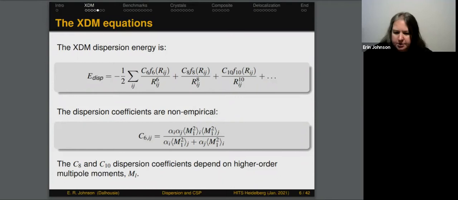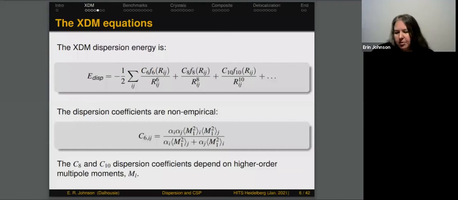The dispersion coefficients, the C6, C8, and C10, are non-empirical and depend on the atomic polarizabilities and expectation values of the exchange hole multipole moments. For example, the C6 coefficient has this form that involves expectation values of the exchange hole dipole moments, these m's here. And C8 and C10 will depend on higher order multipole moments.